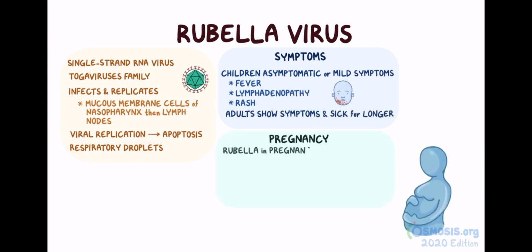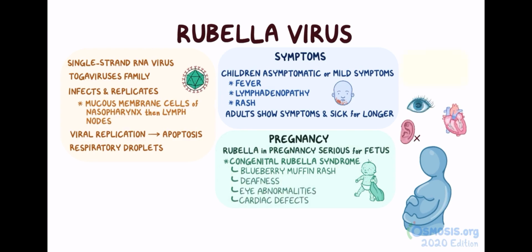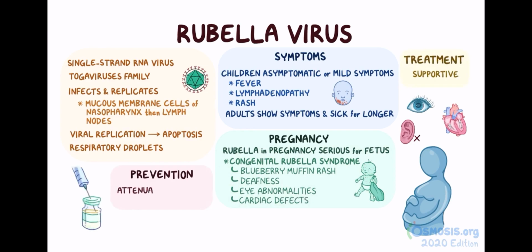Rubella in pregnancy can be very serious for the fetus, resulting in congenital rubella syndrome. In addition to a blueberry muffin rash, classic symptoms of congenital rubella syndrome include deafness, eye abnormalities, and cardiac defects. Treatment for rubella is supportive, and prevention involves a live attenuated vaccine.